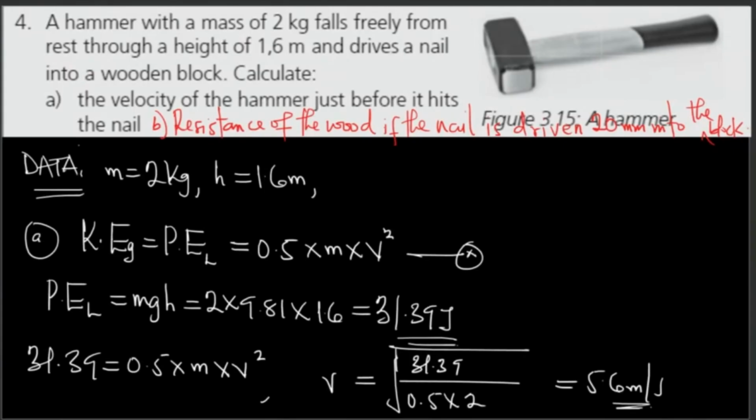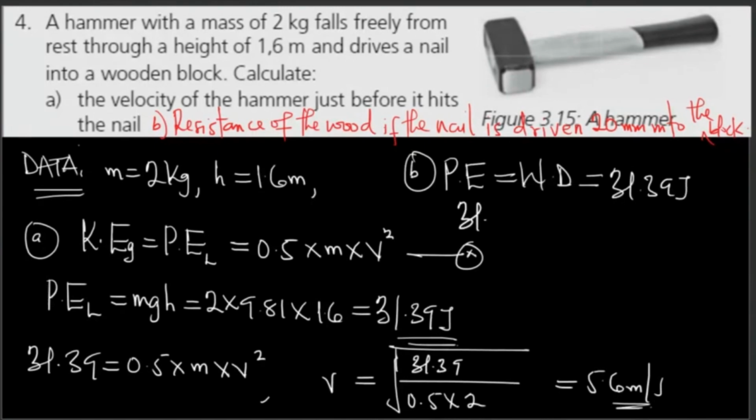The resistance of the wood, if the nail is driven 20 millimeters into the block, any idea? Work cannot be done if there is no energy. So we got 31.39 joules. So we can say that 31.39 equals that resistance force times the distance. They said it moves a distance of 20 what? So 20 millimeters in meters is going to be what?